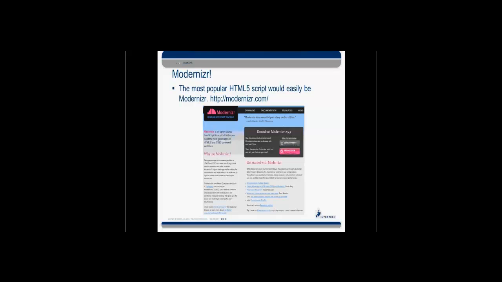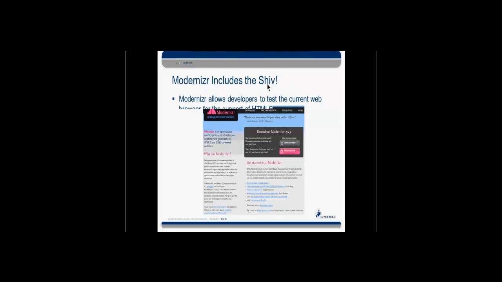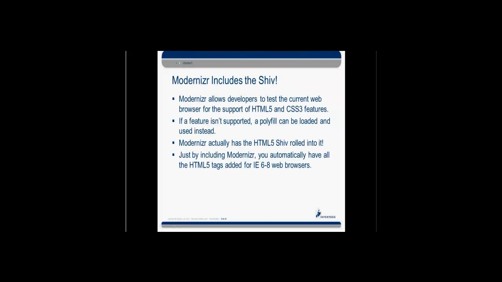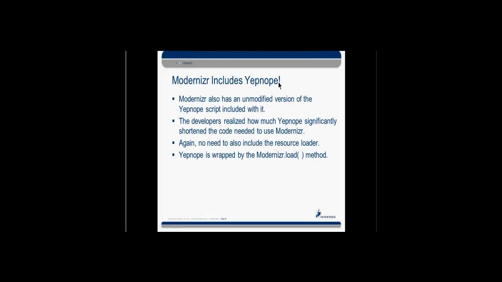Modernizr became so popular, and it's also supported by the people at Opera, that it includes the shiv. So if you're dealing with IE 6 through 8 and you're using Modernizr, you automatically have the shiv, which is pretty cool. As well, they decided to go ahead and include Yepnope. Because Yepnope works so similarly to the way Modernizr did for checking its types and loading its polyfills, they went ahead and wrapped it right into the Modernizr.load method. So Modernizr also uses Yepnope. Not only do you get Modernizr, which is excellent for determining functionality, but you also get Yepnope and the shiv.